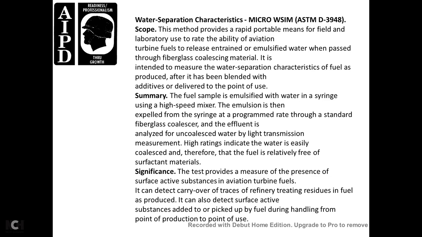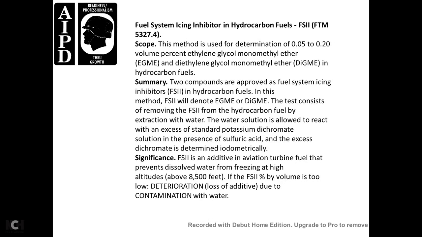Significance: the test provides a measurement of the presence of surface active substances in aviation turbine fuels. It can detect carryover of traces of refinery treating residuals in the product. It can also detect surface active substances added to the fuel or picked up during handling from the point of production to the point of use.